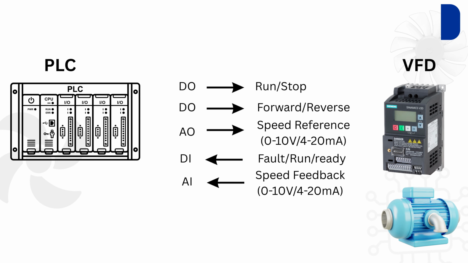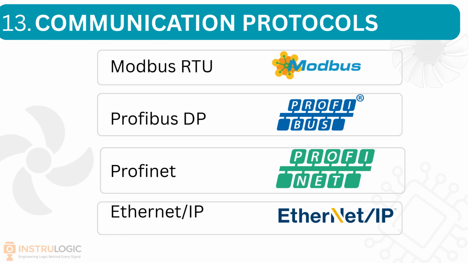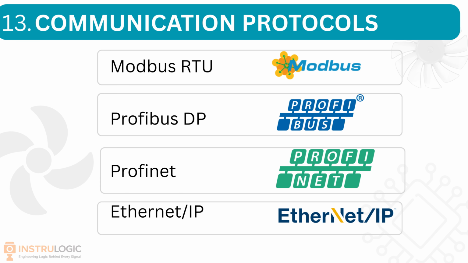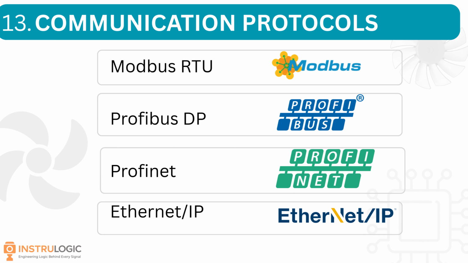Modern VFD support various communication protocols that enable seamless integration with PLC, SCADA systems, and industrial networks. Modbus RTU is one of the most common and cost-effective protocols, while Profibus DP and Profinet are widely used in Siemens-based automation systems. Ethernet IP is commonly used in Ethernet-based industrial networks for high-speed communication. Using these protocols, operators can remotely start and stop drives, adjust speed, monitor operating parameters, and receive fault information in real time, improving both control and system efficiency.